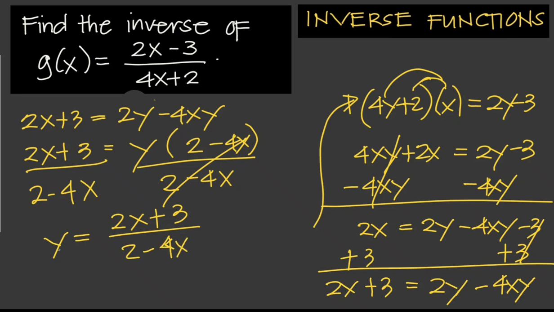Then we replace y with g inverse of x, the inverse function of x. And that would be 2x plus 3 over 2 minus 4x.